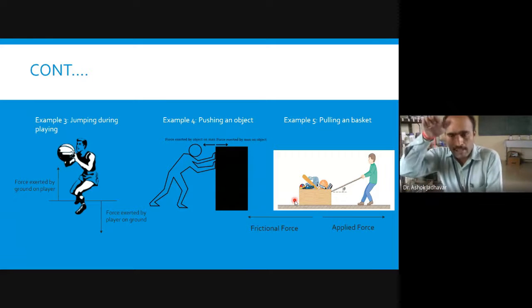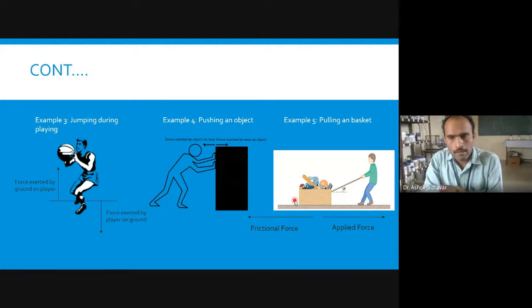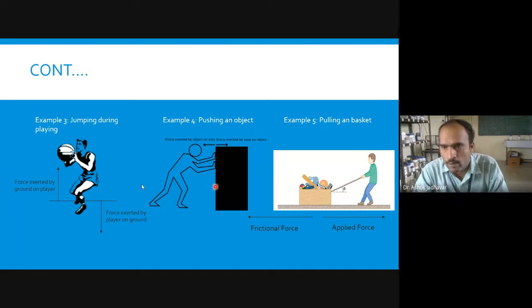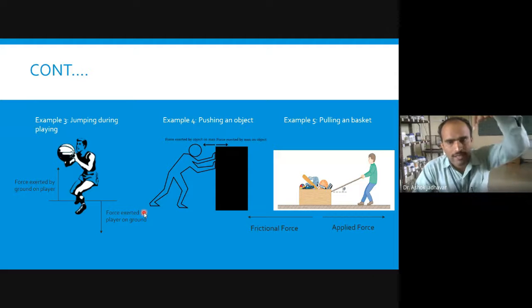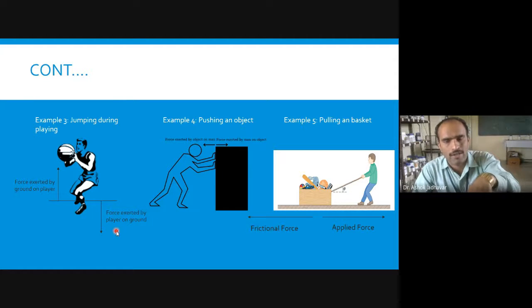So what it means? When you apply some force on the ground by bending your knees, because of that force, the ground exerts force on you. So you can just try to jump. So here written down, force exerted by the ground on a player is in the upward direction and force exerted by the player on the ground is in a downward direction. Both the forces are equal and opposite. Hence, you can jump on the ground. Otherwise, it is not possible to jump.